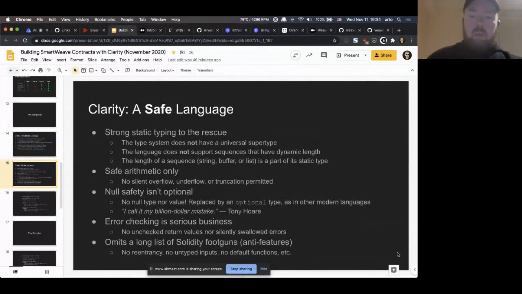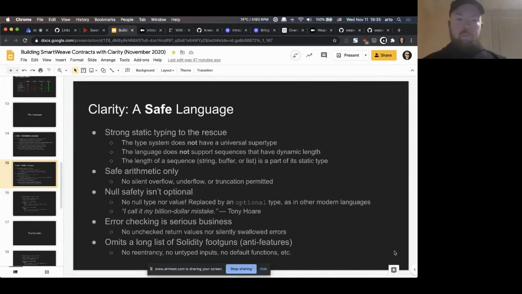In terms of the safety of the language, I mentioned static typing, but it goes further than you might think. For example, Clarity doesn't support arbitrary sequences. You can't create a dynamic list of arbitrary length at runtime. All the sequences must be statically known, and their lengths are part of the type. So if you have the string hello world, the integer 13 is going to be part of that type.